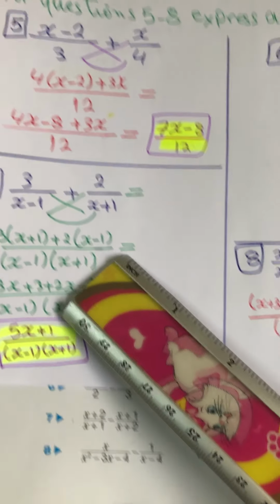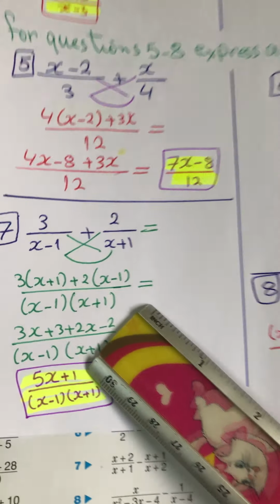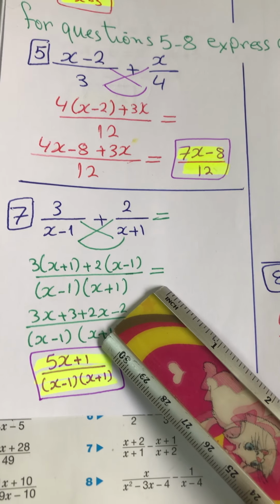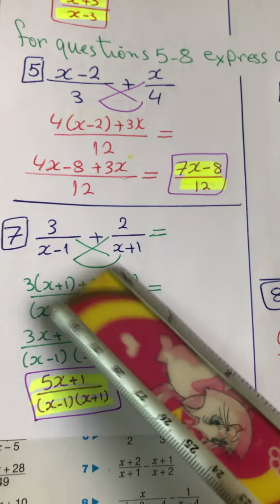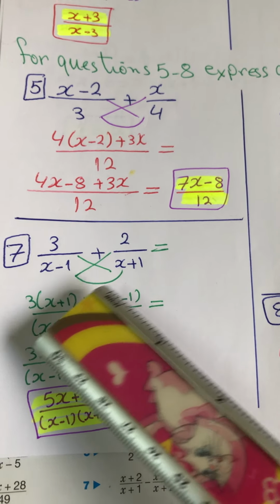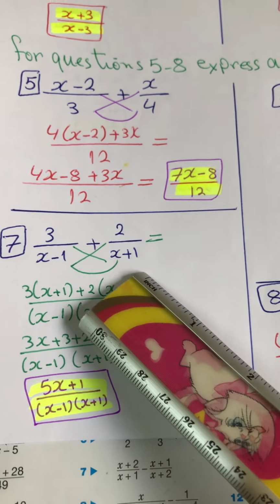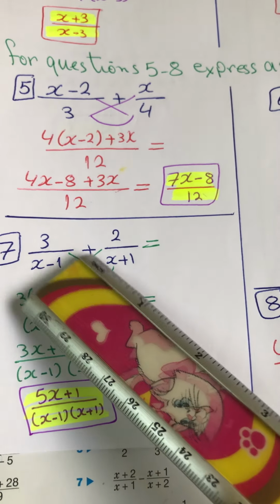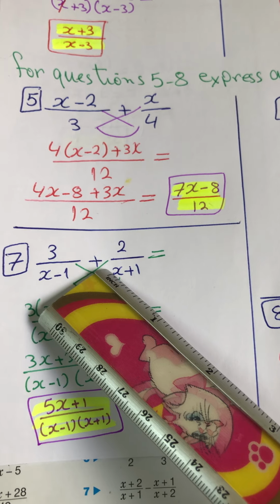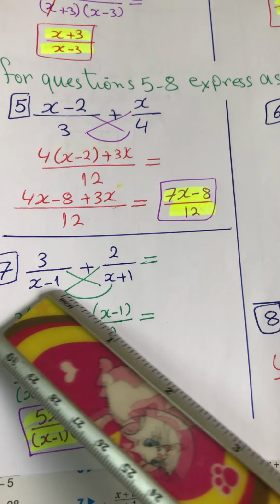Question number 7, also under the title express as a single fraction. So I'll not clear the denominator, I'll use the cross way. Now the like denominator, x minus 1 in brackets times x plus 1 in another brackets. And up, 3 multiply x plus 1 in brackets, plus, very decent sign, 2 open brackets x minus 1.